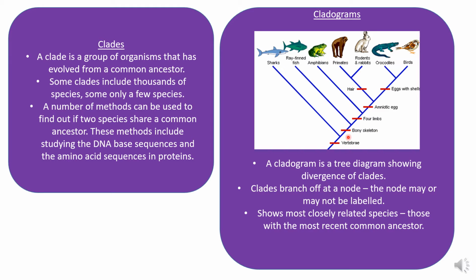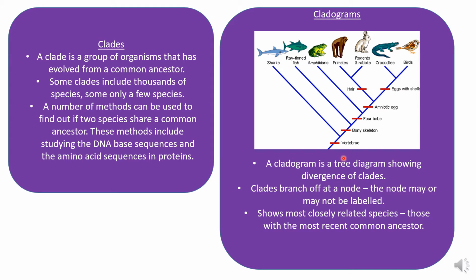Now you can also see that some of the nodes are labelled. So here we can see that this common ancestor here has developed a bony skeleton during this time. And so you can see here that then all of these animals would have a bony skeleton and then develop 4 limbs. So you can see that these all have 4 limbs, develop the amniotic egg. So these ones all have an amniotic egg, and so on and so on.